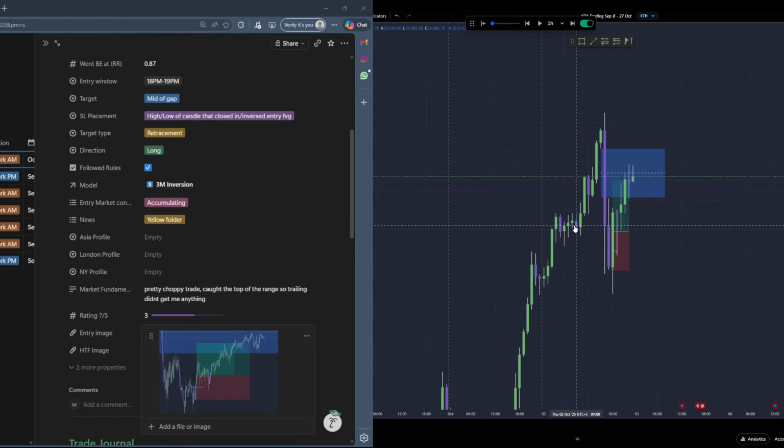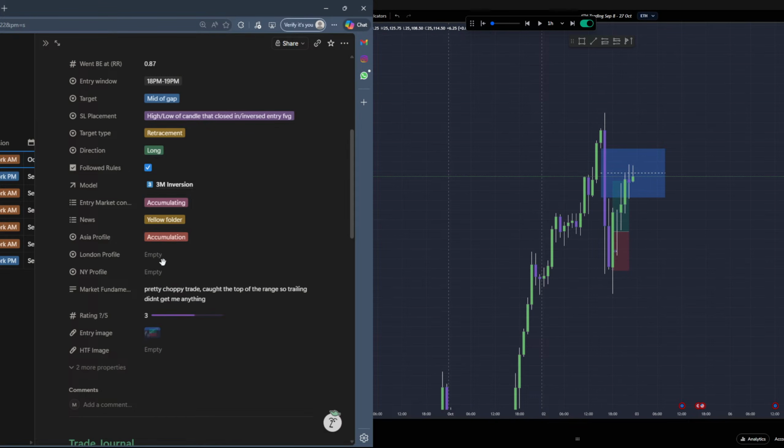Then let's see. We had Asia accumulating, London manipulating higher, and then New York distributing lower. Very nice to see an AMD between sessions after so long of just accumulation, manipulation.